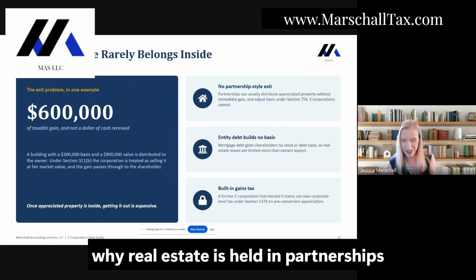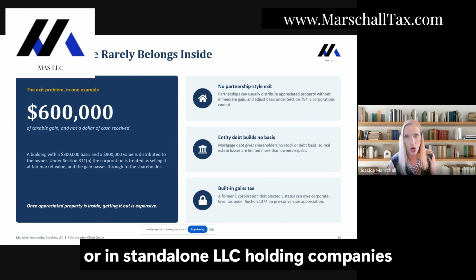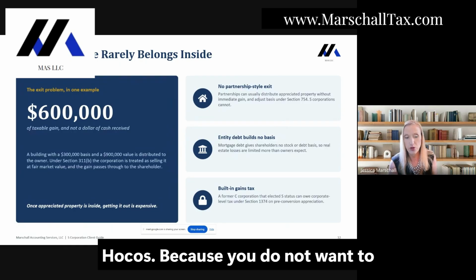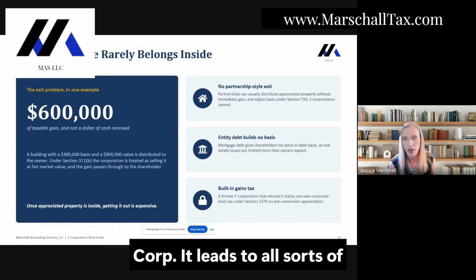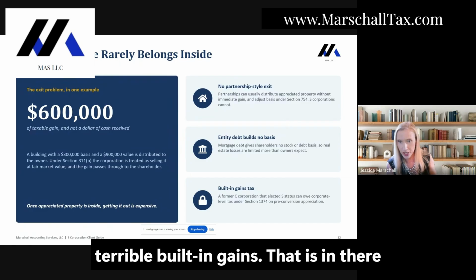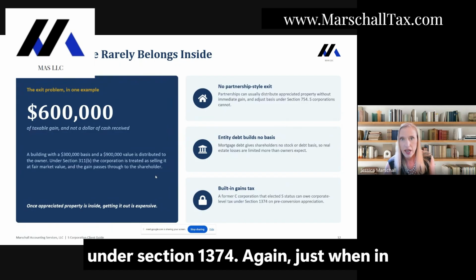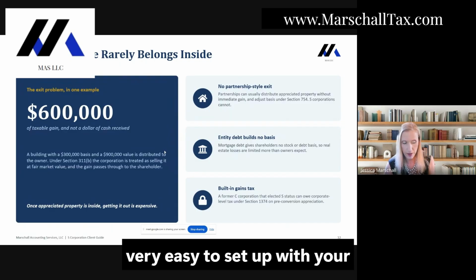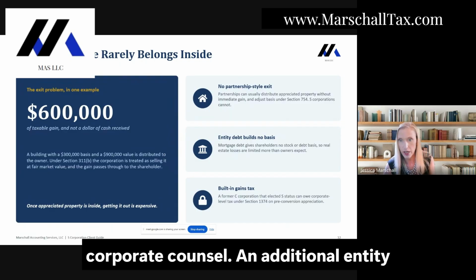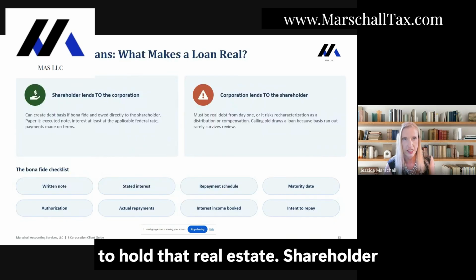This is why real estate is held in partnerships or in standalone LLC holding companies, HOCOs, because you do not want to distribute out to FMV from an S Corp. It leads to all sorts of terrible built-in gains under Section 1374. Again, when in doubt, reach out to your CPA. It's very easy to set up with your corporate counsel an additional entity to hold that real estate.